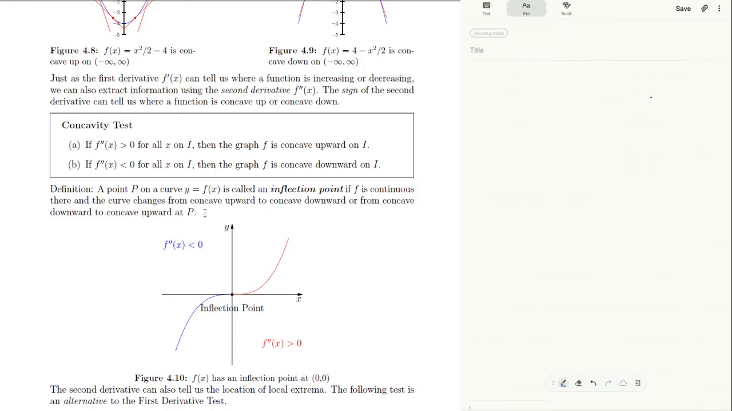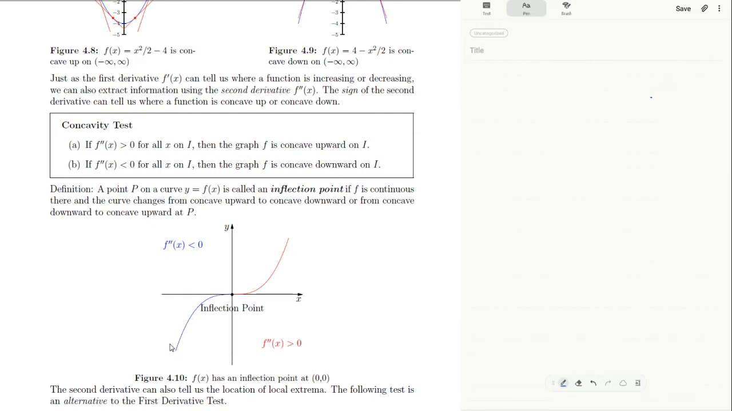Now another definition is the following. A point P on the curve y equals f of x is called an inflection point if the function is continuous at that point and the curve changes from concave up to concave down or from concave down to concave up.